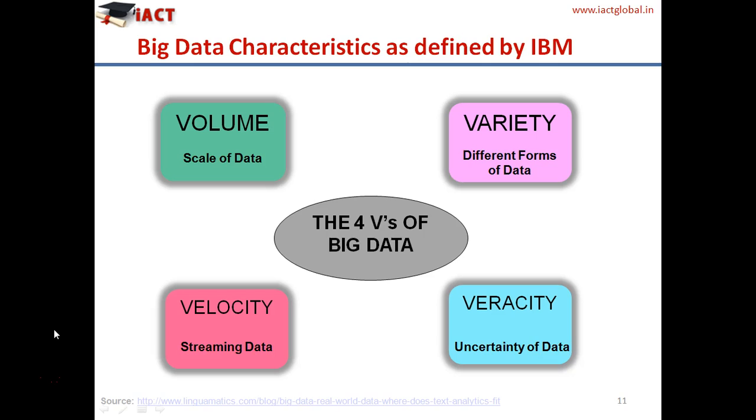The next comes variety. So big data, we have talked about it, spans across different forms of data. It could include images, audio, weblogs, sensor, video, anything. It doesn't have to be in a particular structured format.